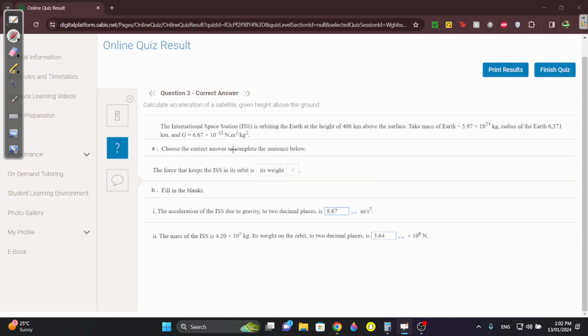The International Space Station is orbiting the Earth at a height of 408 kilometers above the surface. Take the mass of Earth as 5.97 times 10 to the power of 24, the radius of the Earth as 6371 kilometers, and G equals 6.67 times 10 to the power of negative 11. Part A: the force that keeps the space station in orbit is its weight. Obviously, it's the weight, so I don't think I have to explain part A. Because it's in orbit in space, it's the weight that's pulling it towards the Earth.